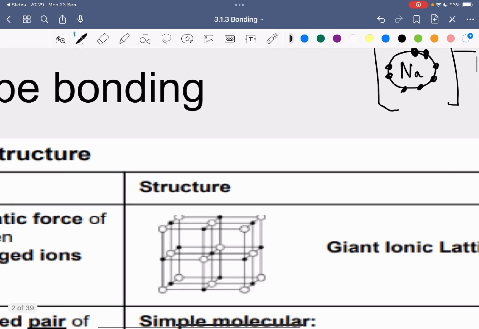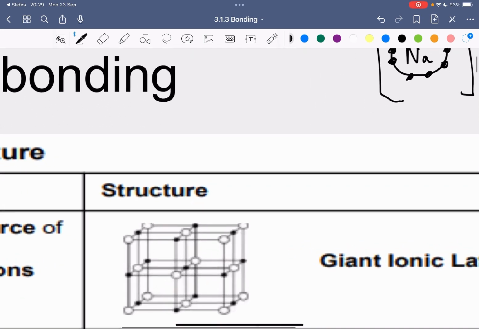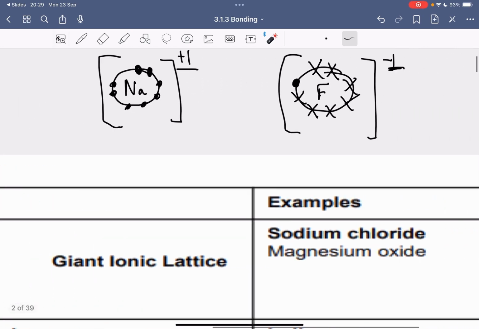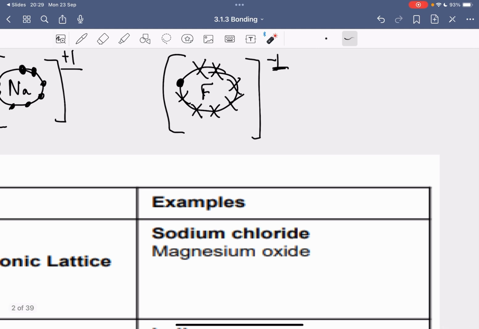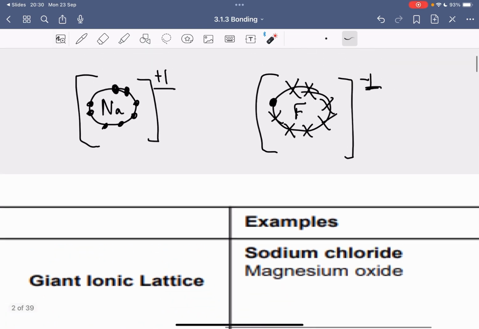And the structure that it forms is called a giant ionic lattice. So it's something like this. And here, basically, you have the oppositely charged ions. So say this one's positive, then this one's going to be negative. So the white ones are all negative and the black ones are all positive. And it just forms a huge ionic lattice of like repeating patterns. And then an example is like sodium chloride or magnesium oxide, or like we did, for example, sodium fluoride. So it's normally between a metal and a non-metal.